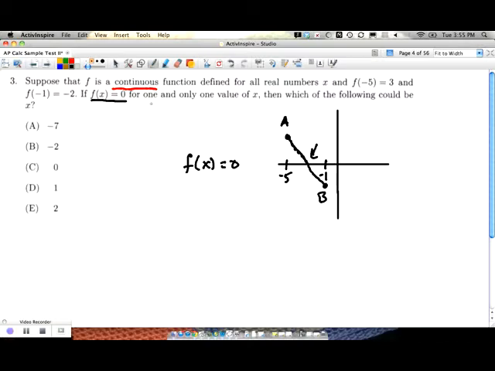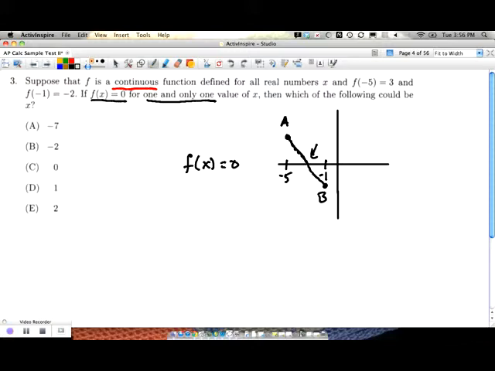If this function equals 0 only once, in other words, it doesn't do what I'm about to do in the gray. It doesn't go down and then come back up and then go down again. It only does it once, kind of like this black line here. Then which of the following could be x?